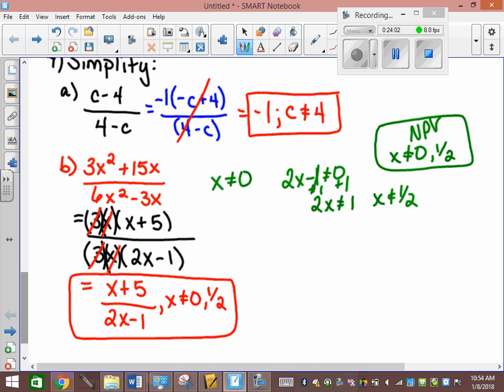So I often will have an extra factor in here as x squared minus 4.